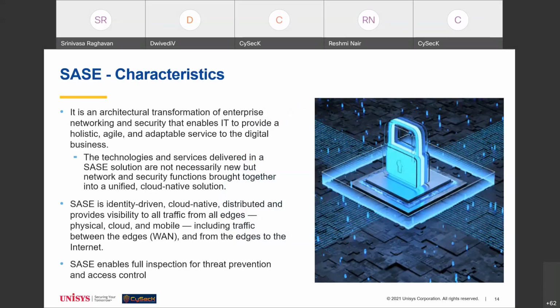Like I mentioned, it's more of an architectural transformation, and it's not something that's new. It's already there, but how do you bring together various network and security functions into a unified cloud native service? Like I said earlier, it is identity driven, and provides global visibility to all traffic from all the edges, which includes your physical, cloud, and mobile, including traffic between the edges and from the edges. And SASE enables full inspection for threat prevention and access control.